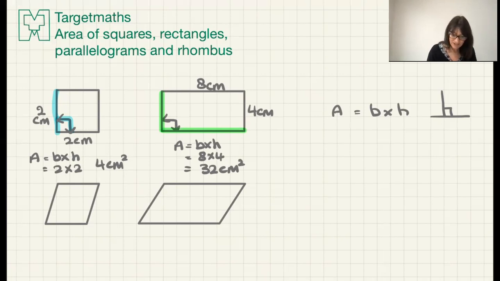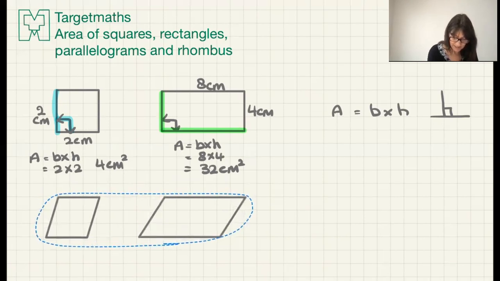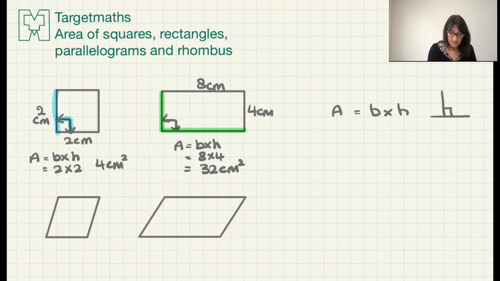Okay, now these shapes are where they start to get a little bit trickier. So let's just pull those down so we've got a bit of space. Where is the right angle in these shapes? Because I need the right angle for the H, for the height. I don't see one. And the base is easy to spot. That's the base on both those shapes. But the height isn't there at the moment.